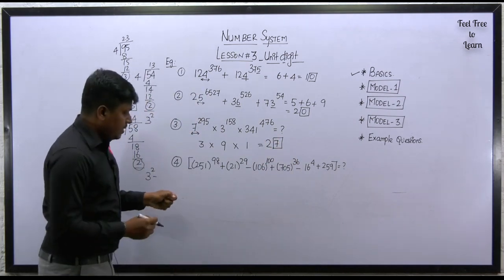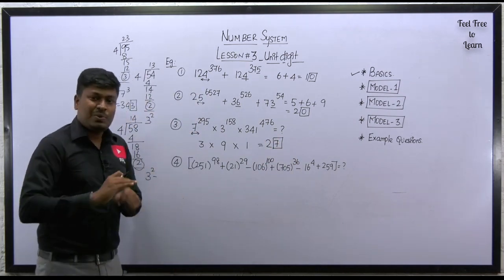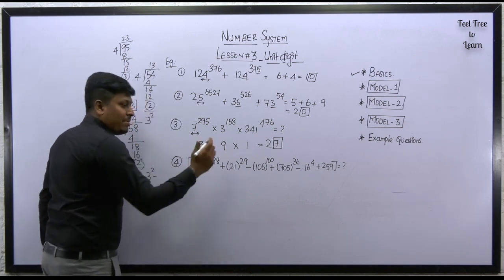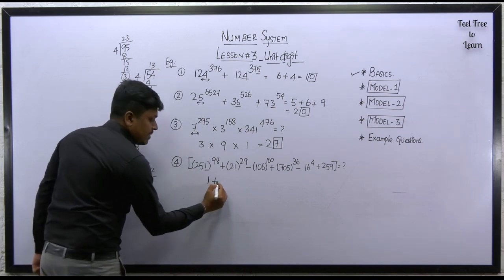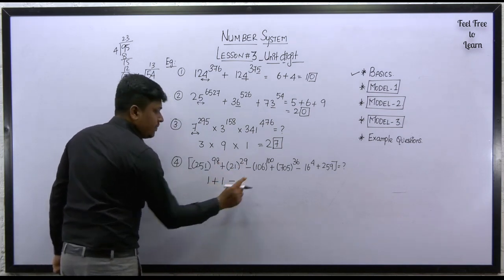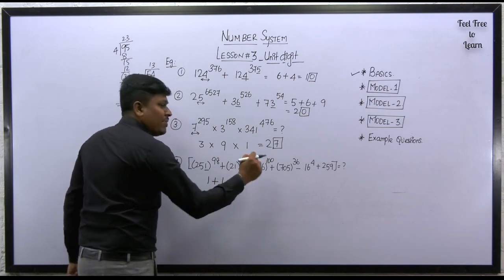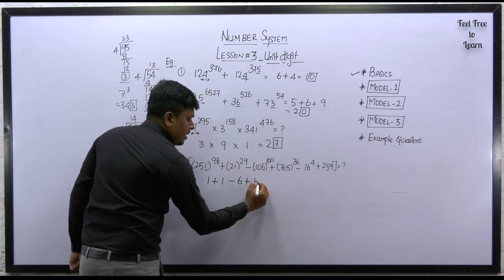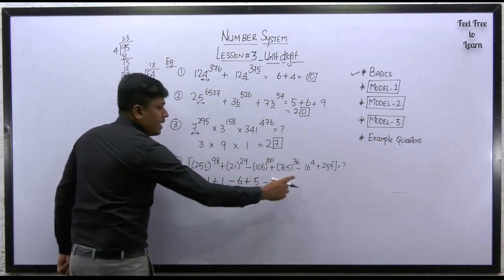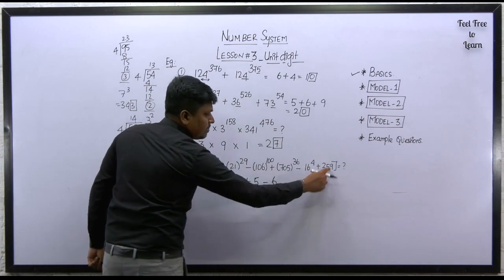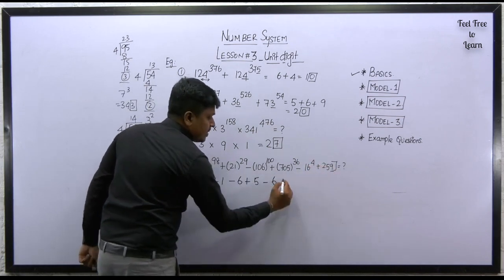So the last question. See, the question looks lengthy but solving is easy, right? Just see here. 1 power 98. 1 power anything is what? 1. So plus again 1 power 29. 1 power anything is what? 1. Minus of 6 power 100. 6 power any number will be 6. So plus 5 power any number will be 5. Minus of again 6 power any number will be 6. So the 259 power is nothing. So we can say the last digit will be 9.